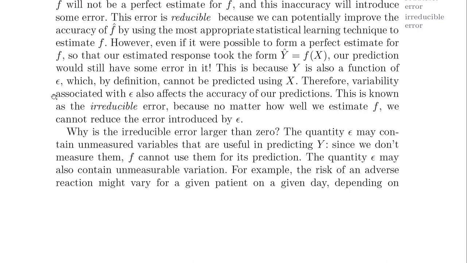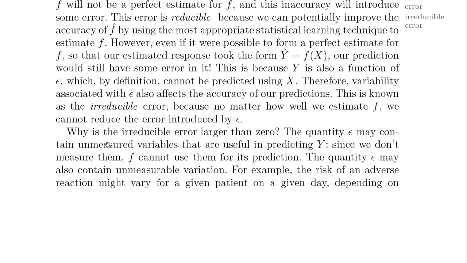This is because y is also a function of epsilon, which by definition cannot be predicted using x. Therefore, variability associated with epsilon also affects the accuracy of our predictions. This is known as the irreducible error because no matter how well we estimate f, we cannot reduce the error introduced by epsilon. Why is the irreducible error larger than 0?